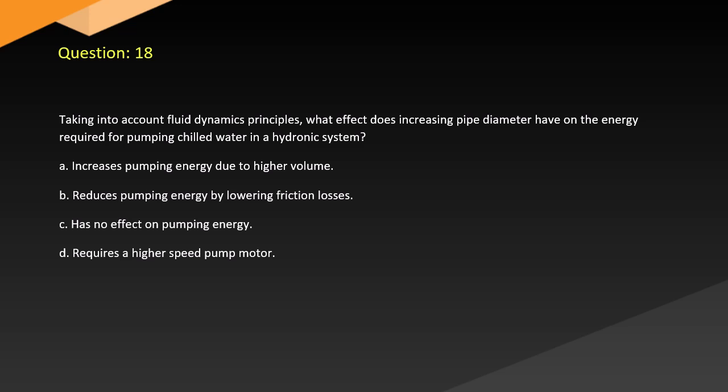Question 18. Taking into account fluid dynamics principles, what effect does increasing pipe diameter have on the energy required for pumping chilled water in a hydronic system? A. Increases pumping energy due to higher volume. B. Reduces pumping energy by lowering friction losses. C. Has no effect on pumping energy. D. Requires a higher speed pump motor.